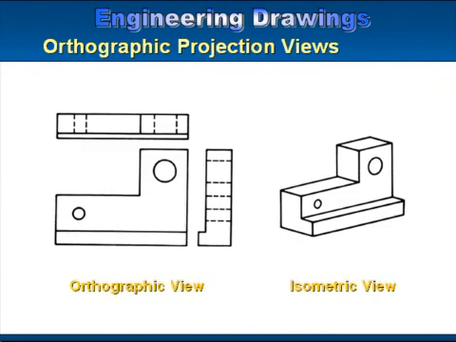In addition to an orthographic projection view is the isometric view. An isometric view is a three-dimensional display of the part that can help readers to visualize the part without having to fold the main views in their mind. An example of an isometric view can be seen on the right-hand portion of your slide.